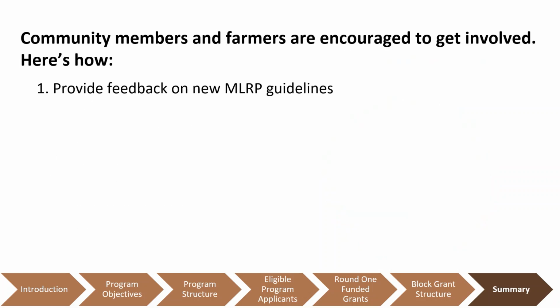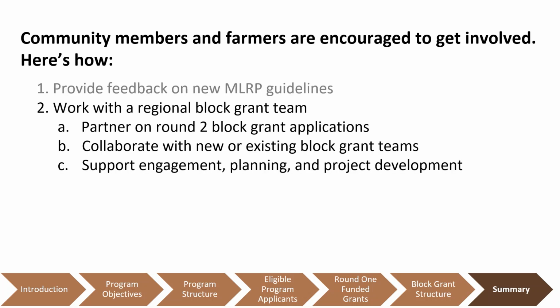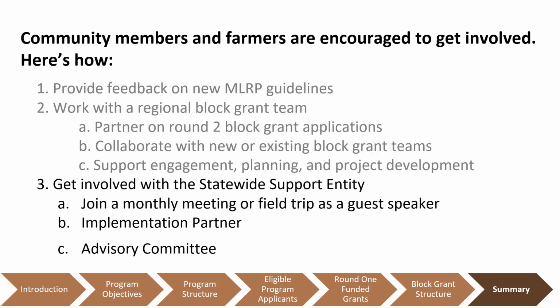Here's how. Provide feedback on new MLRP guidelines. Work with the regional block grant team. This includes partnering on Round 2 block grant applications, collaborating with new and existing block grant teams, and supporting the engagement, planning, and project development. And get involved with the statewide support entity. You can join a monthly meeting or field trip as a guest speaker. You can become an implementation partner or become a part of the advisory committee.